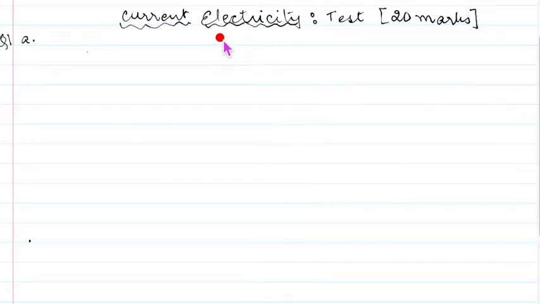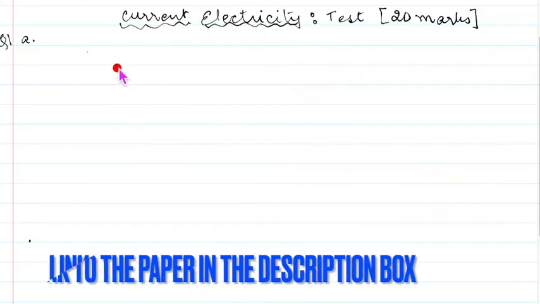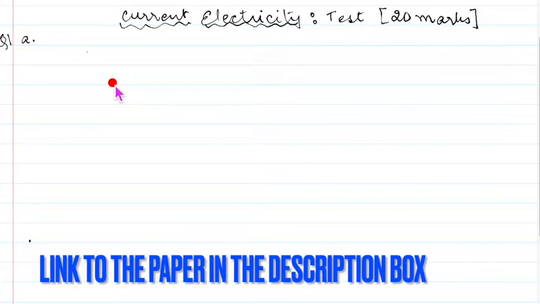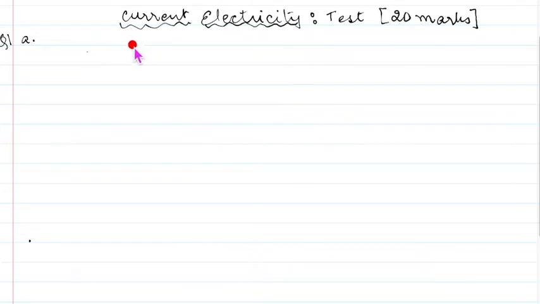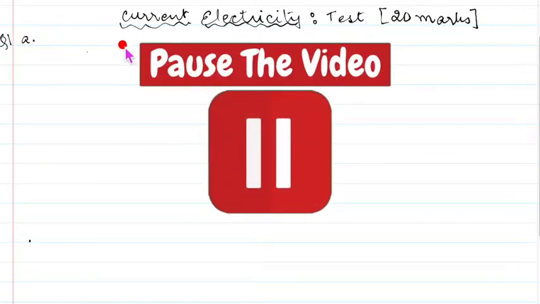In this video, we are going to solve the test which is of 20 marks on current electricity. This is the syllabus of class 10 ICSE and the paper is on YouTube Shorts. The link will be in the description box. So you click on that link so that you'll be able to see the paper. Pause that video, solve the paper and check the answers with this one.